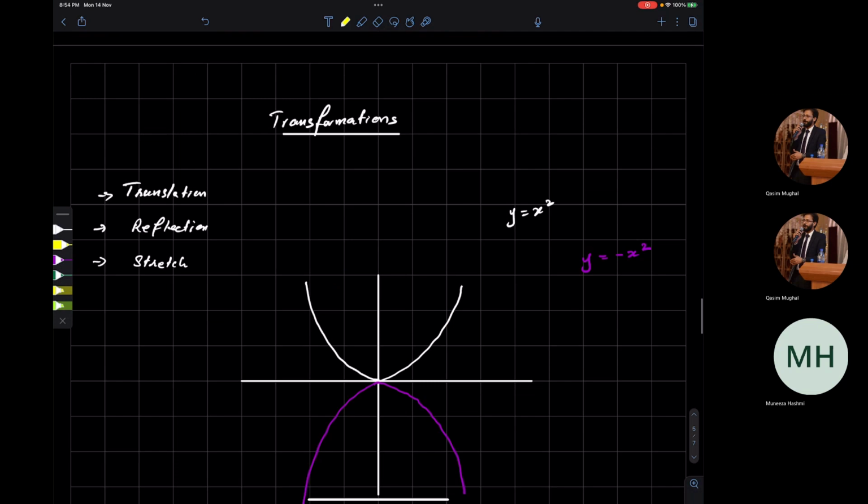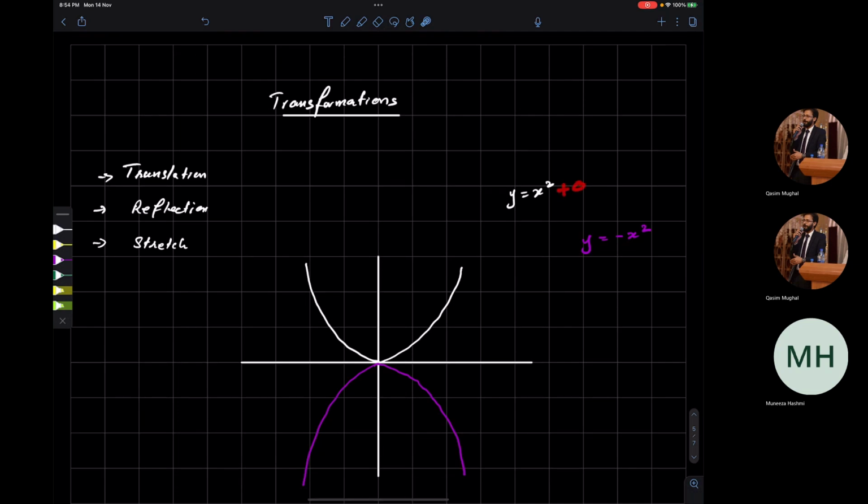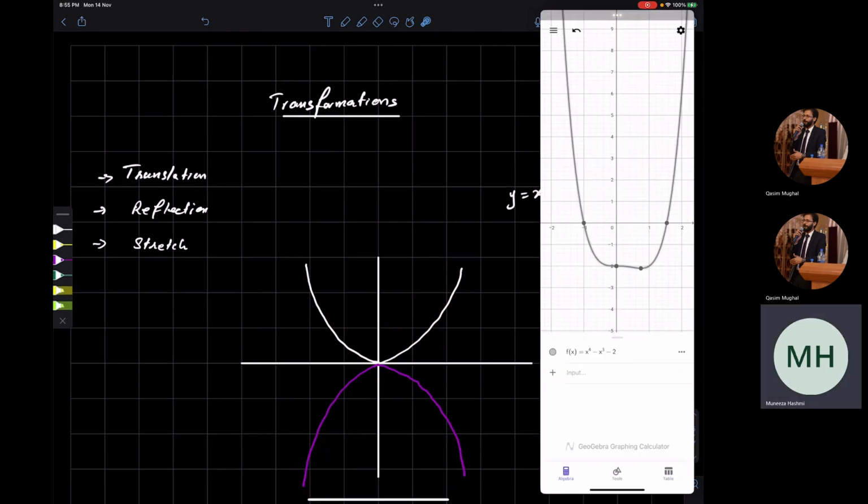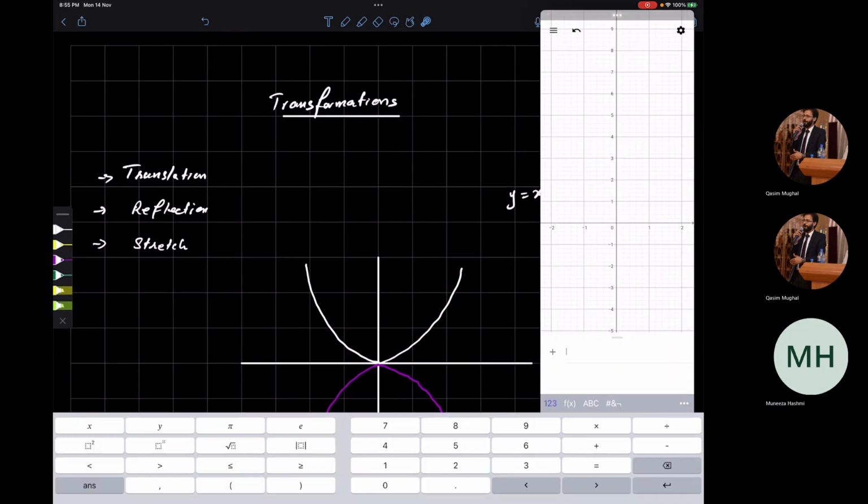The graph of x squared had 0 here, so that is why it was passing through 0. If I put x squared plus 1, the same graph would go up by 1 unit. So let's just do this on a graphing calculator. For example, if you have x squared, that's the graph of x squared, the green curve. If I'm doing x squared and then plus 1, you see the graph has gone up by 1 unit.